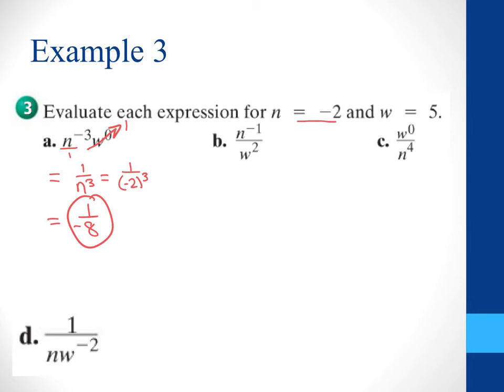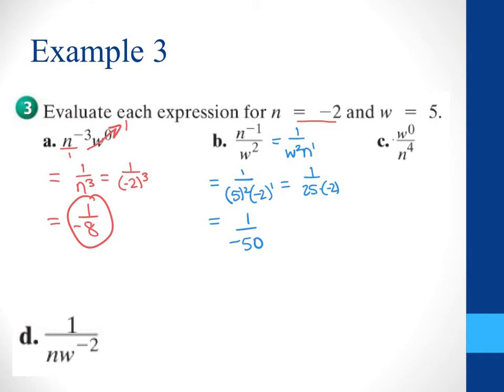Likewise, for part B, my n to the negative first really tells me that I'm going to have 1 divided by w squared times n to the first. And when I plug in my values for n and w, I end up with 1 divided by 5 squared times a negative 2 to the first. So this is going to give me 1 divided by 25 times a negative 2, or I end up with 1 divided by a negative 50.